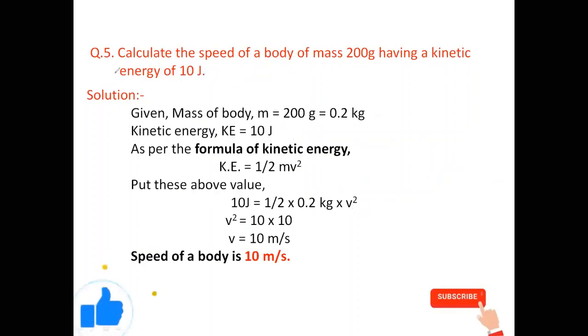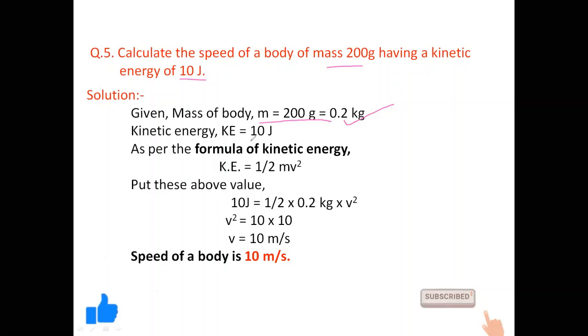Question number 5. Calculate the speed of the body of mass 200 gram having a kinetic energy of 10 joule. Okay, speed is asked, velocity is to be calculated, and mass is given here. Mass is 200 gram. Given that mass of the body m is equal to 200 gram, we will convert it into kg by dividing it with 1000, and so we have converted it into kg.